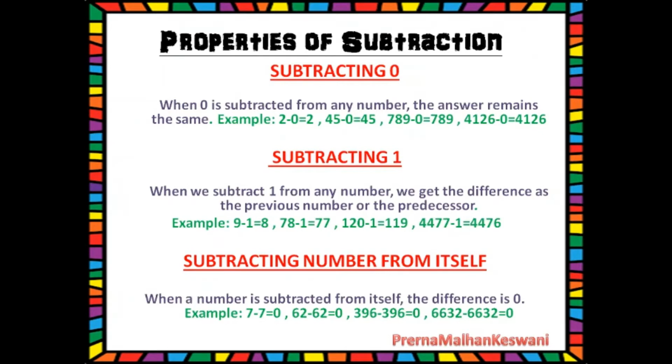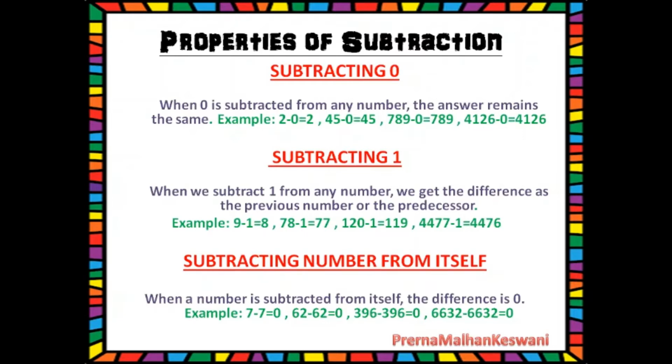Before going to the questions, we must learn the properties of subtraction. The first property is subtracting 0. So children, when you subtract 0 from any number, that means you are taking out 0 from a number, or you are taking out nothing from a number. The answer remains the same. Like suppose if you have 2 chocolates and you are taking out 0 chocolates, that means you still have 2 chocolates with you. So 2 minus 0 gives you 2.